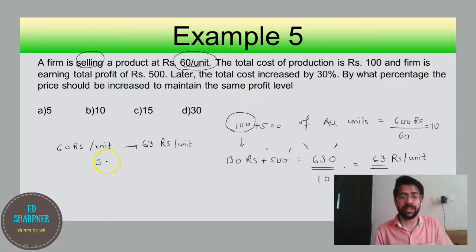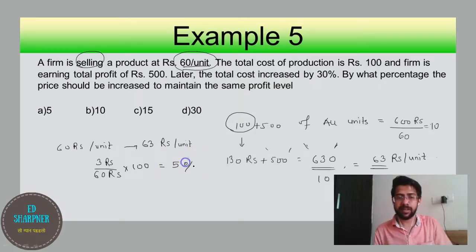So what is the increase in rupees? It is 3 rupees per 60 rupees. The original price was 60 and the increment is 3 rupees. I need to find this as a percentage, so I will multiply this by 100, which will give me 5%. So by what percentage should the price be increased to maintain the same profit level? It comes out to be 5. So answer A is correct. I hope you have understood this as well.